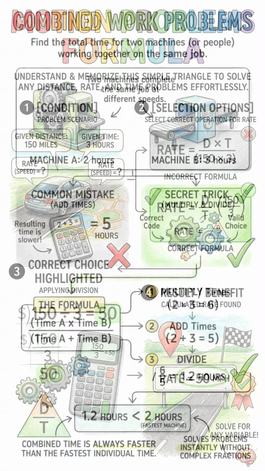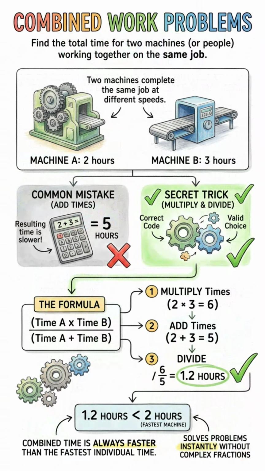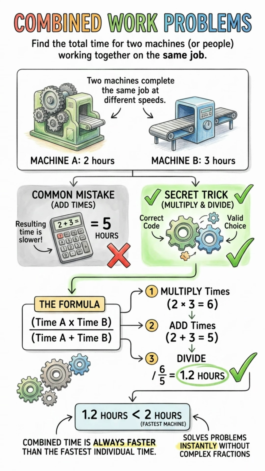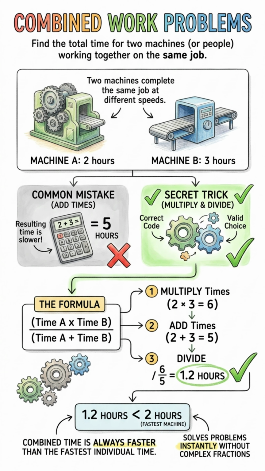Work rate problems often confuse test takers, such as when one machine takes 2 hours to complete a job, and another takes 3 hours. Candidates often mistakenly add the hours together, assuming the machines working together will take 5 hours, which makes no logical sense. When things work together, the total time must be less than the fastest individual time. The secret trick is to multiply the two times together, and then divide by the sum of the two times. This specific formula solves combined work problems instantly without complex fractions.